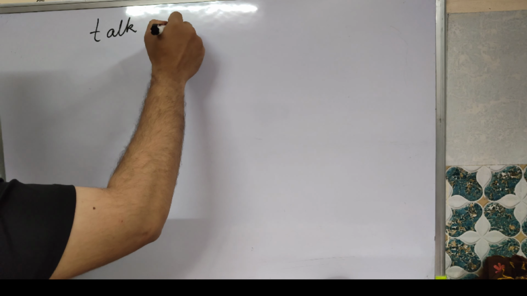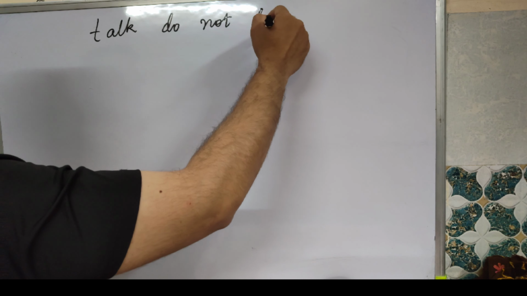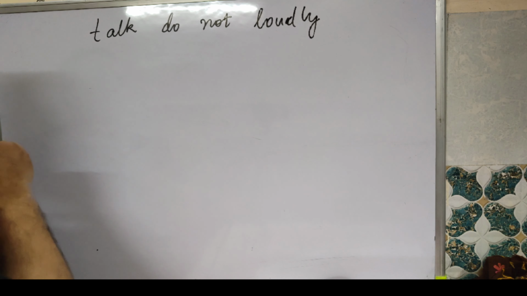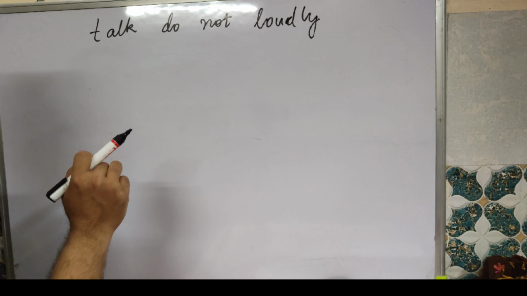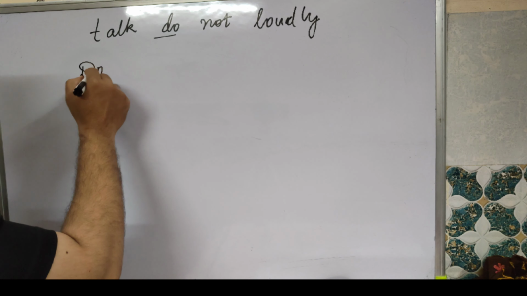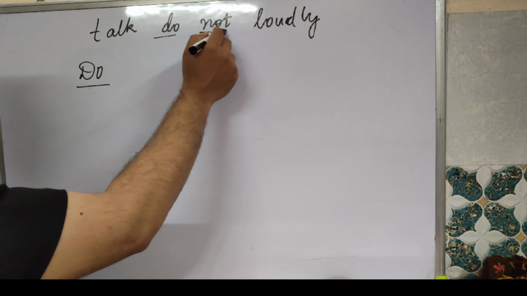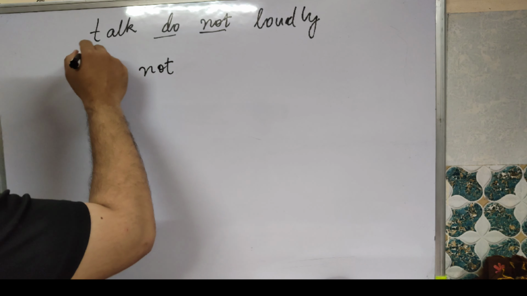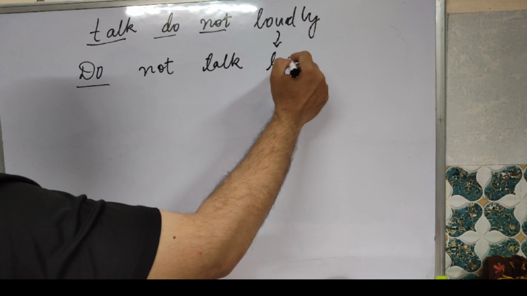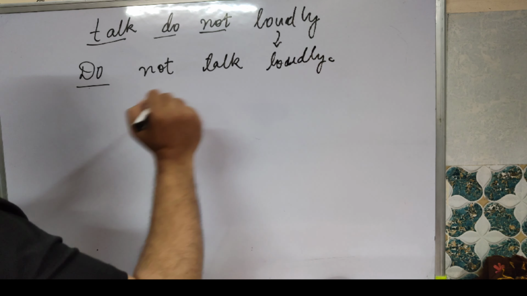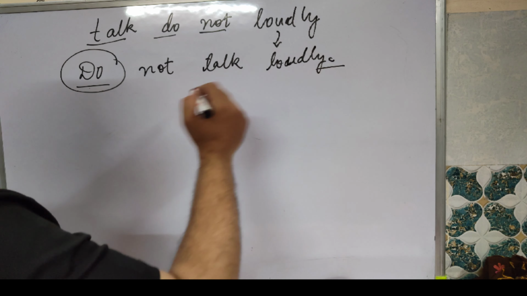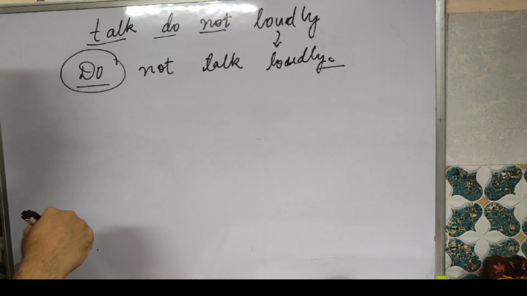Talk, do not, loudly. Now these are the group of words and we need to arrange them in the correct order. So do will come first and it will become the capital one. Okay. Do not talk loudly, with a full stop. So keep that in mind. Always start a sentence with a capital letter and always end the sentence with a full stop.